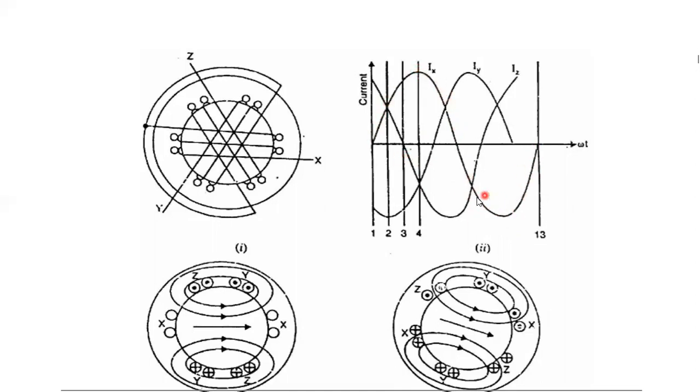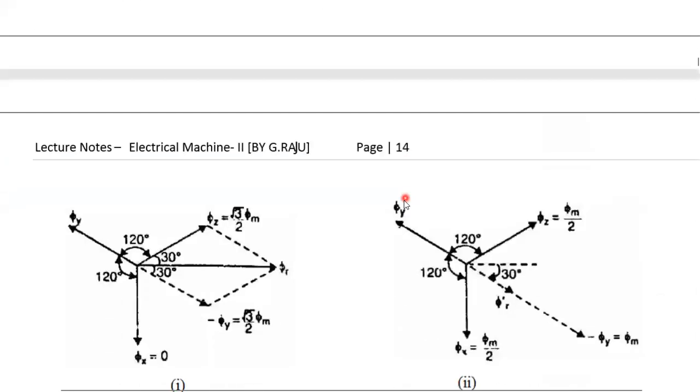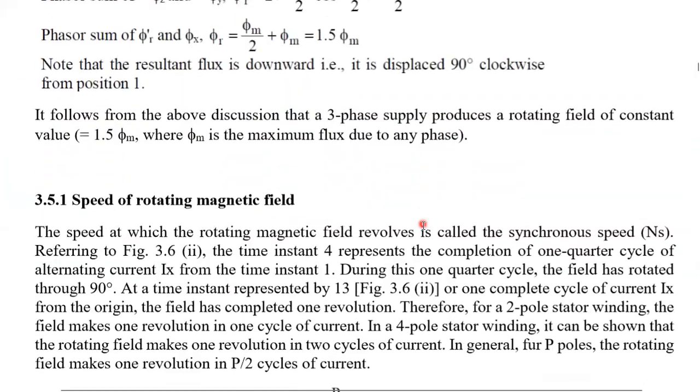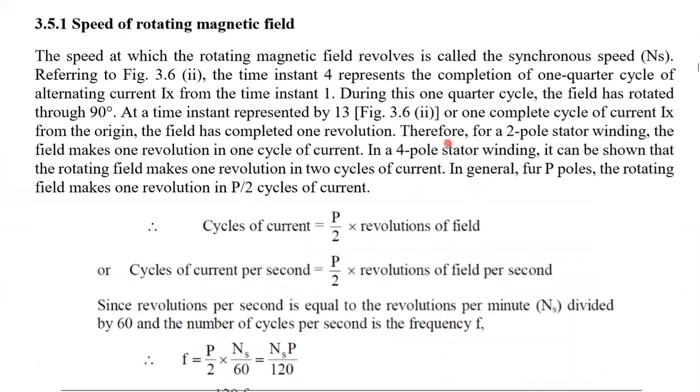For one complete cycle, the field rotates one revolution. For this two-pole machine, the field rotates 360 degrees for one complete cycle. Understood? Therefore, for a two-pole stator winding, the field makes one revolution in one cycle of current. Understood this concept.